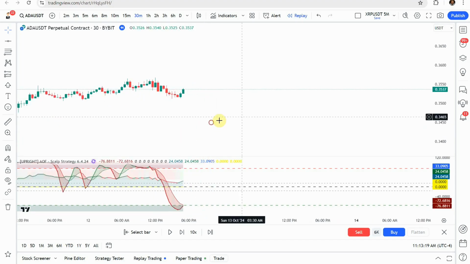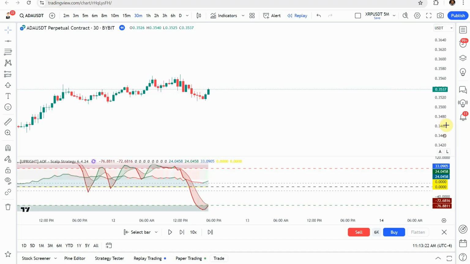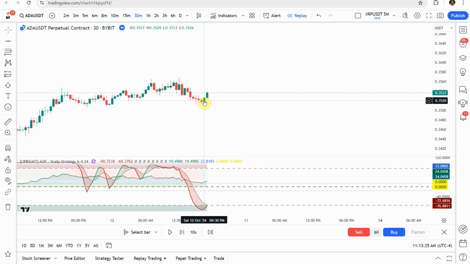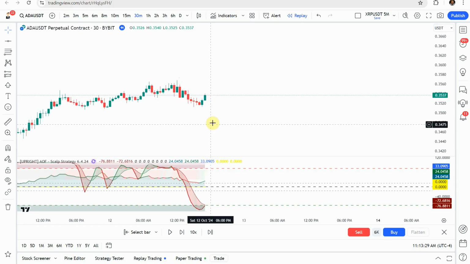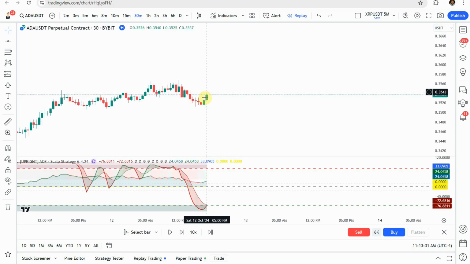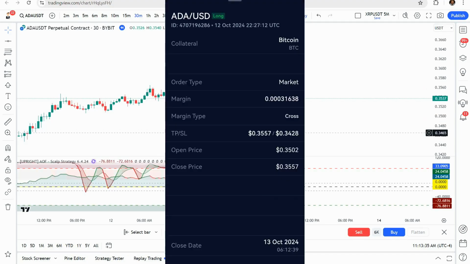And then what we're looking for is price action to give us two green bars in a row. So you can see how it comes down, gives us this green bar, gives us this green bar here. Now at the close of this green bar here is when I entered into a live trade. And I'll put the screenshot of that live trade up on screen right now.